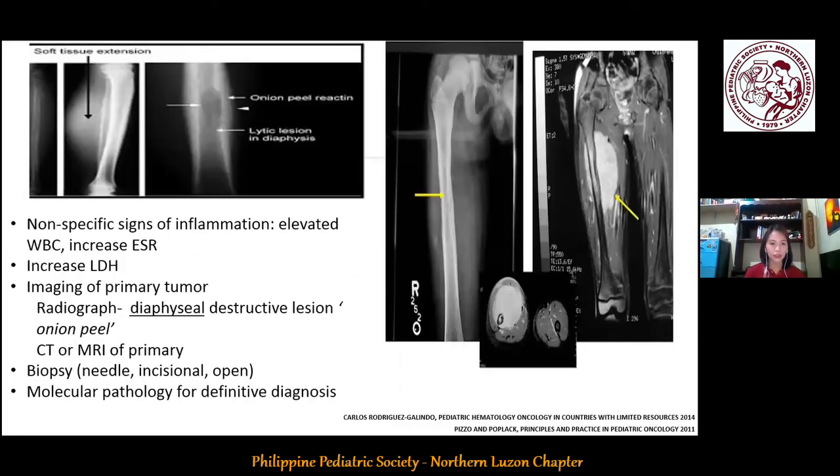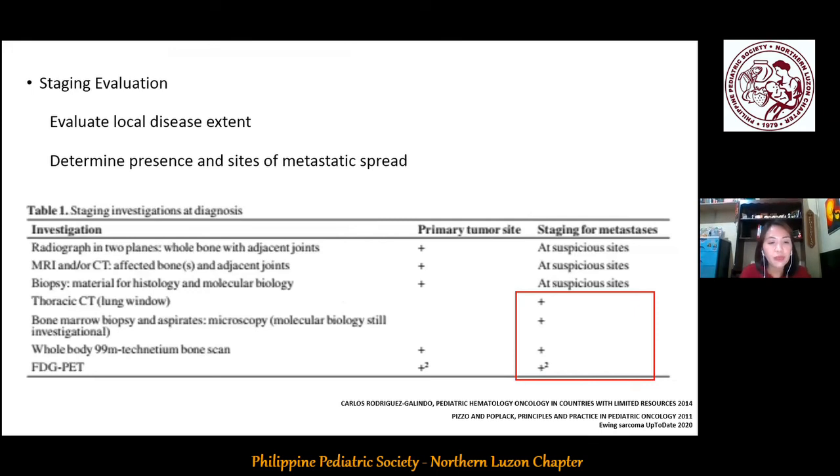Patients with suspected Ewing sarcoma should be thoroughly evaluated to define the extent of local disease and the presence of metastatic lesions. Elevation of your ESR, your WBC, and your LDH is not uncommon. Plain radiographs typically show a diaphyseal destructive lesion with laminated periosteal reaction and a large soft tissue mass. Biopsy is needed for definitive diagnosis, and if available, we can do molecular pathology. Shown here are the appropriate staging investigations at diagnosis. Evaluation for metastatic spread should include CT of the chest, bone marrow with biopsy, and bone scan, because these tumors have the propensity to metastasize to the lungs, the bone, and the bone marrow.